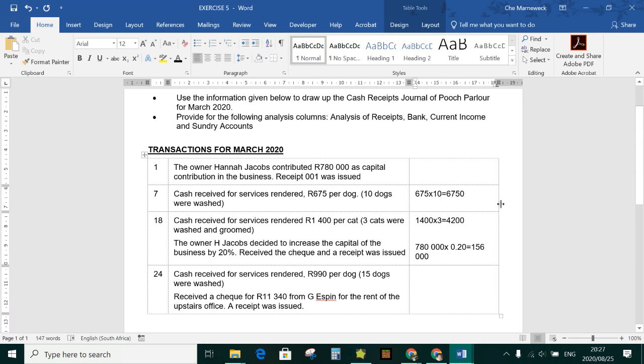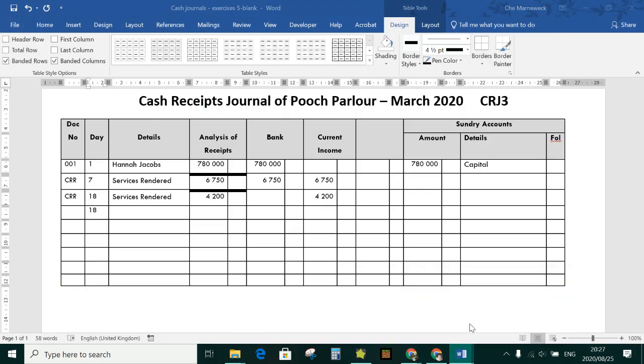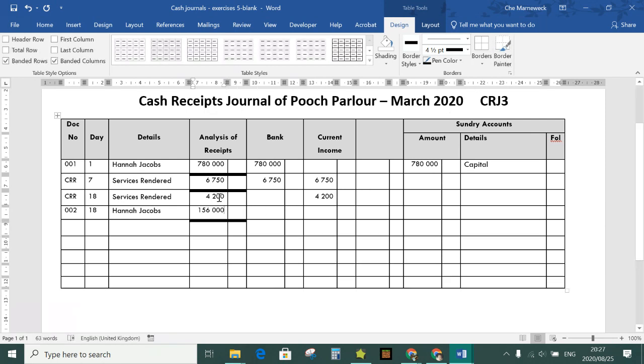Let's make this fit in. 156,000. So we go back. Receipt 002. Hannah Jacobs. She is depositing 156,000 Rand into the business. It's now the end of the day. So you're going to get out your ruler. We underline the last value in analysis of receipts for the day. We add the two values together.